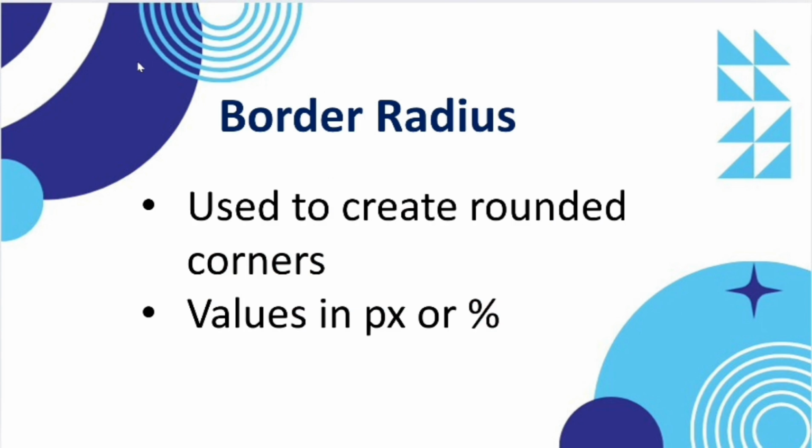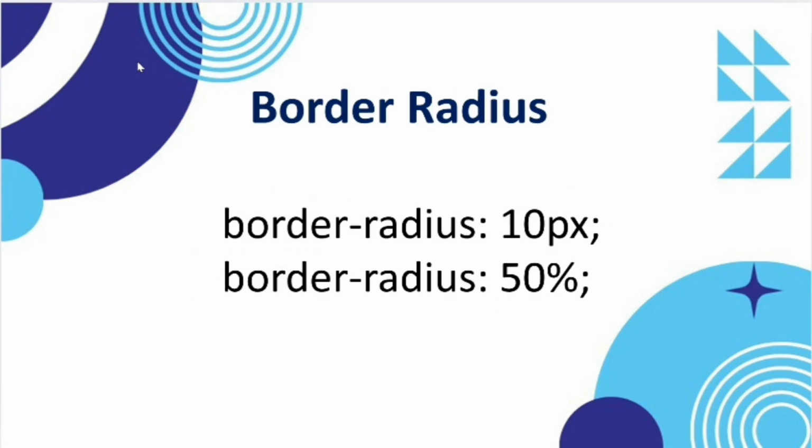Now moving to border radius. Border radius is used to create rounded corners by using the values pixel or percentile. Now see an example for the border radius. A border radius of 10 pixel means rounded corners will appear. If it is border radius of 50%, a perfect circle will appear.